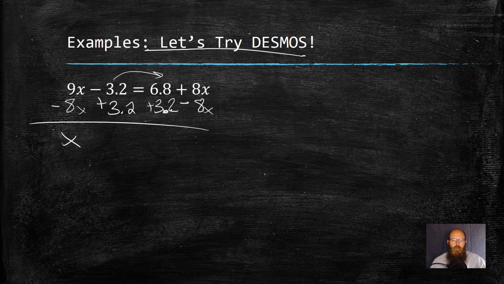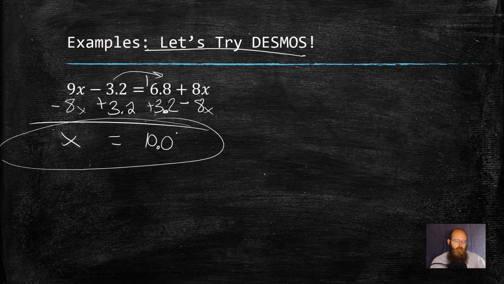6.8 and 3.2. You could use a calculator for that, or 8 and 2 is going to get me a 10. So I carry over my 1. So 1 plus 6 is 7, 8, 9, and 10. Awesome. That's actually x equals 10.